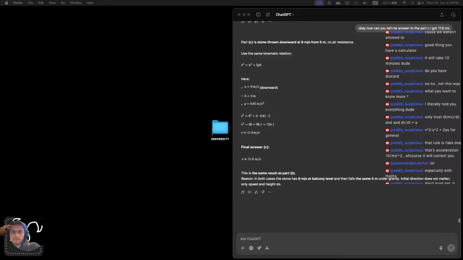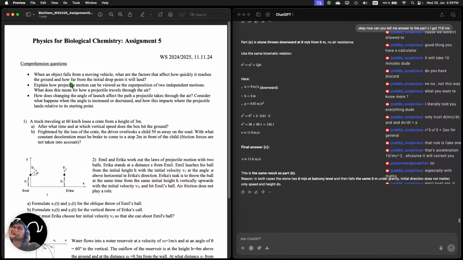Assignment number 5. When an object falls from a moving vehicle, what are the factors that affect how quickly it reaches the ground and how far from the initial drop point it would land? Gravity, of course. Air resistance, of course. And it's going to be a projectile motion. Is it going to be though? Yeah.